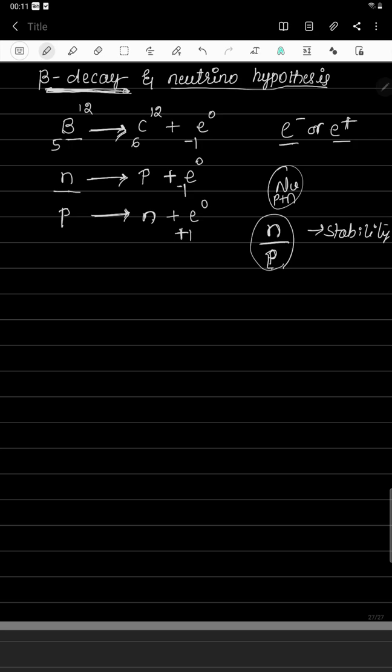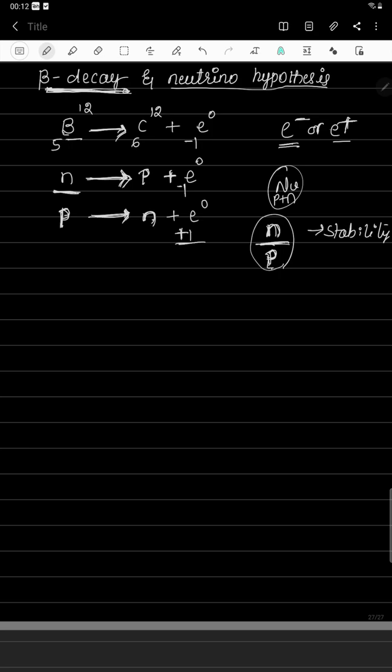If the number of neutrons is more, the neutron converts into a proton plus an electron. If the number of protons is more, the proton converts into a neutron plus a positron. So this is what happens in beta decay, and this is how the electrons or positrons come from the nucleus. In order to maintain the stability ratio of neutrons to protons, emission of an electron or positron takes place. The electron comes out when a neutron is converted into a proton, and the positron comes out when a proton converts into a neutron.